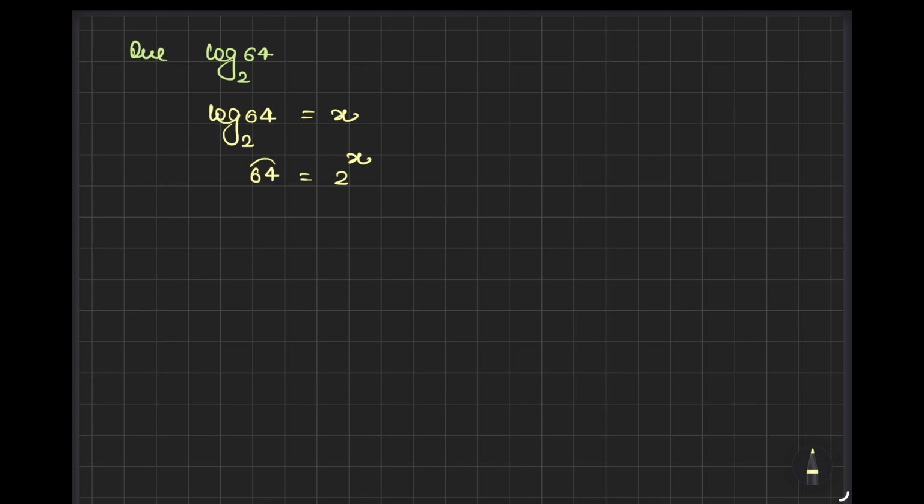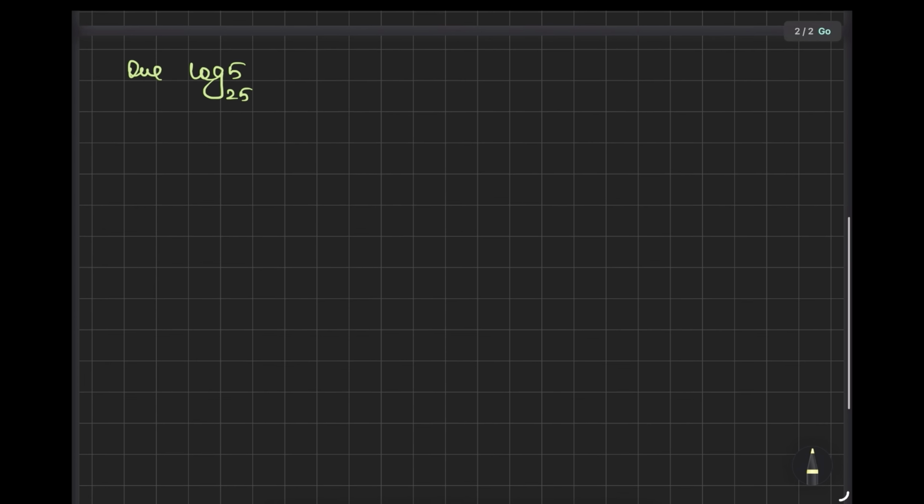now can you try to break down this 64 into the power of 2's? Okay, so you know that 2 power 6 is 64. Okay, so now you can compare the power, that the value of x is 6. I hope you understood. Okay, now look at this problem.